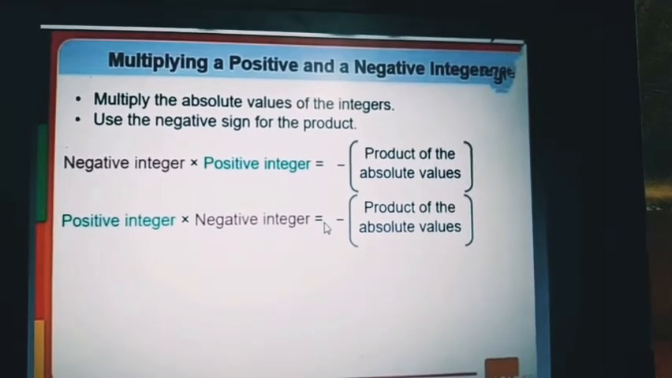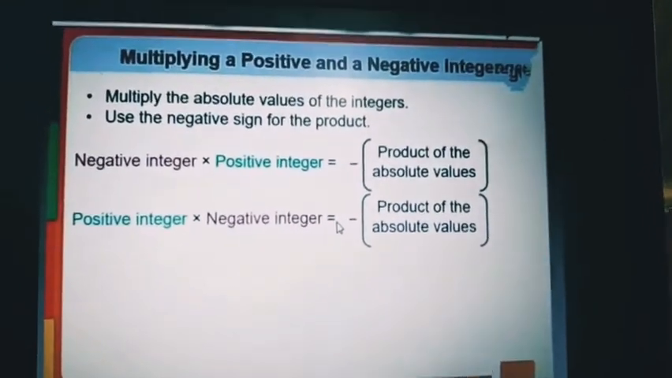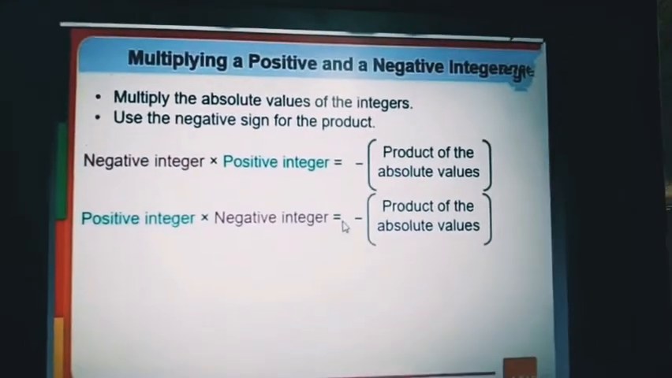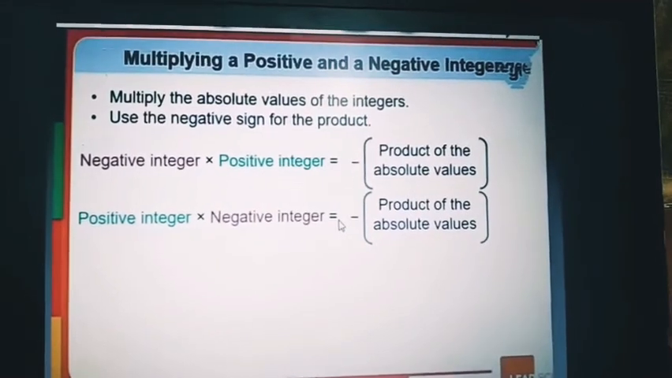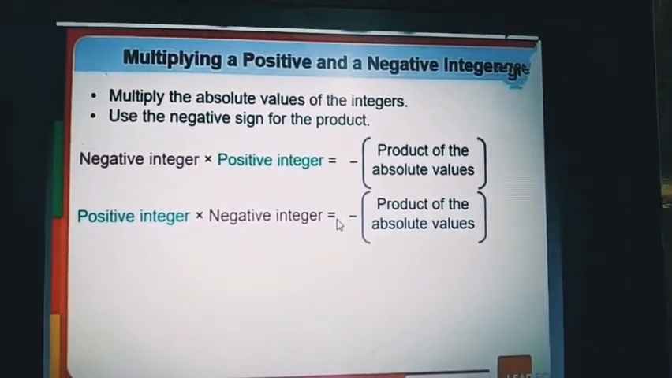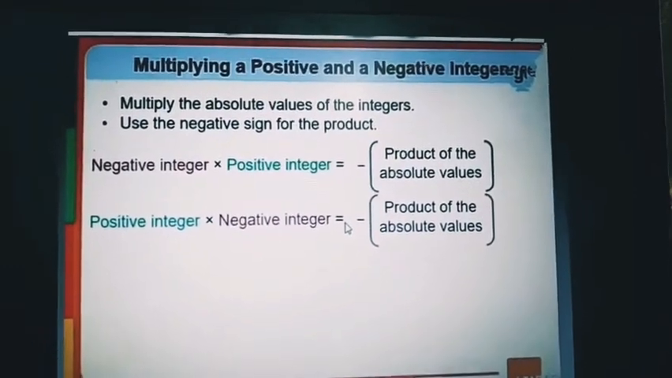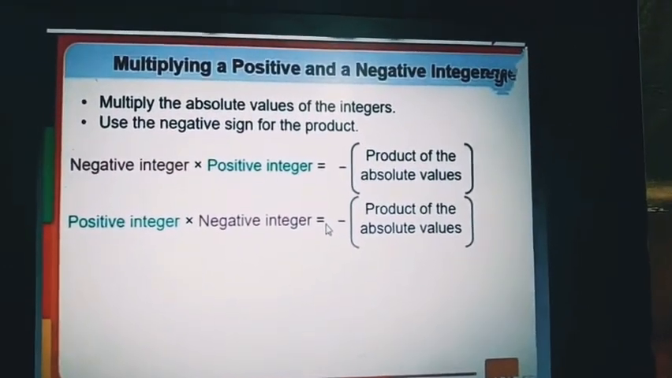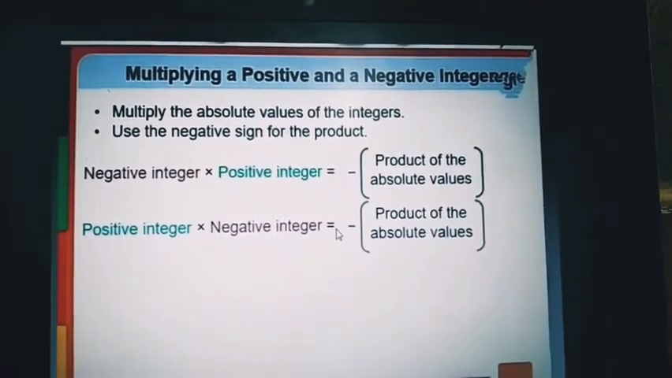So when a negative integer is multiplied by a positive integer, the answer will be minus of the product of the numbers. In the same way, if you multiply a positive integer by a negative integer also, the answer will be negative, the product of the absolute values.